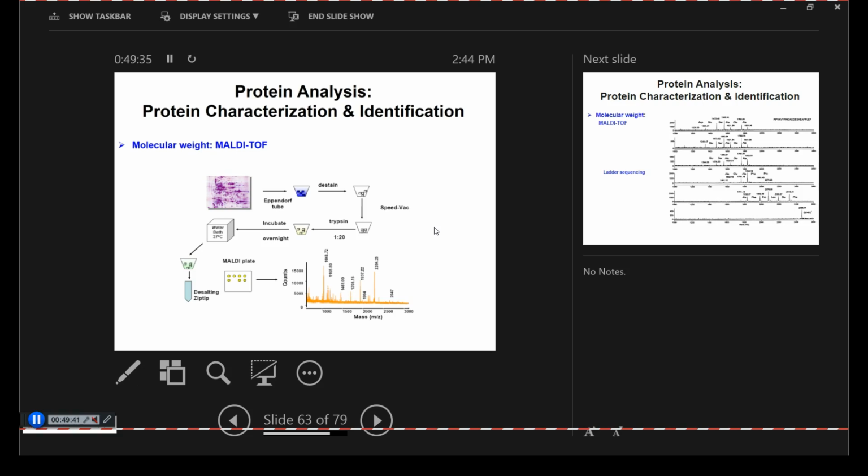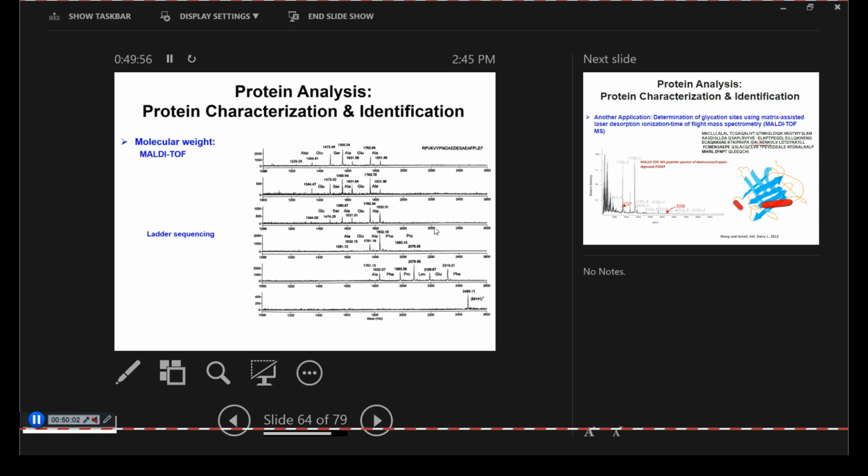And then after sample preparation, the samples are desalted and spotted on a MALDI plate, and then you can determine the molecular weight of the peptides that are generated. And from there, you can go back and ID those peptides. A common application is ladder sequencing. So if we want to sequence the peptides, you can do that by MALDI-TOF, by running cycles with an exoprotease.